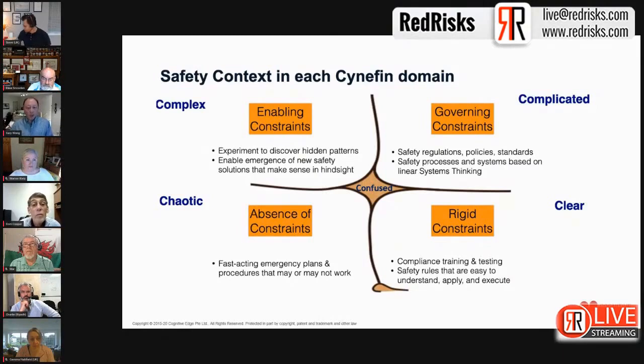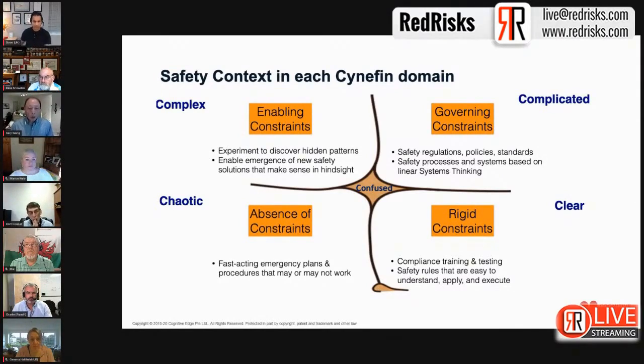So Cynefin is a framework, not a model nor a solution. It doesn't evaluate, but describes a situation. It gives us a way of looking at things from different perspectives so you can make decisions. And we use methods and tools that work only in a particular domain. We call this bounded applicability.